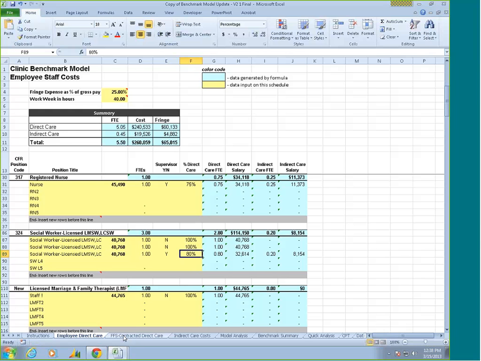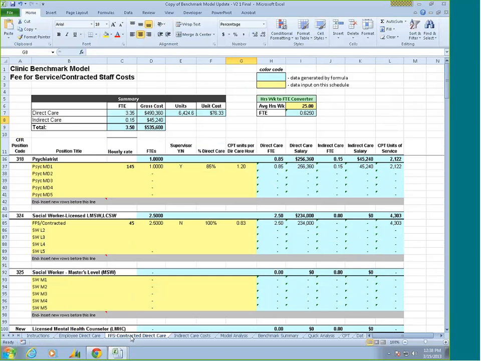And it's important not only to the operations of your clinic, but it's also important to the model because it affects the unit of service productivity that the model generates. So, as I said when we first started, it's not a perfect distinction, but I think it approximates the indirect to the direct care costs pretty well.